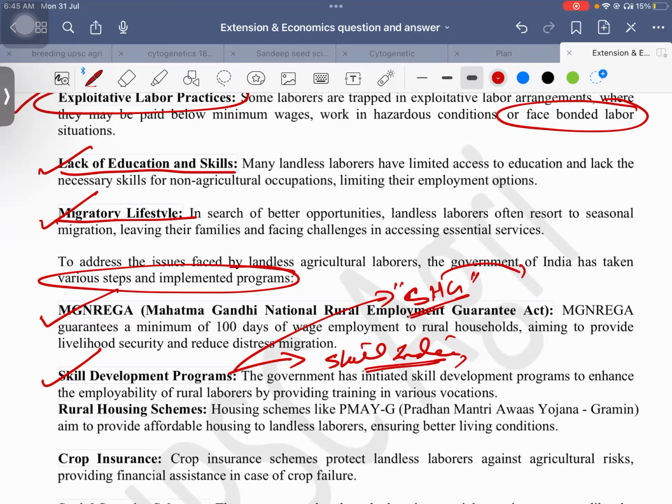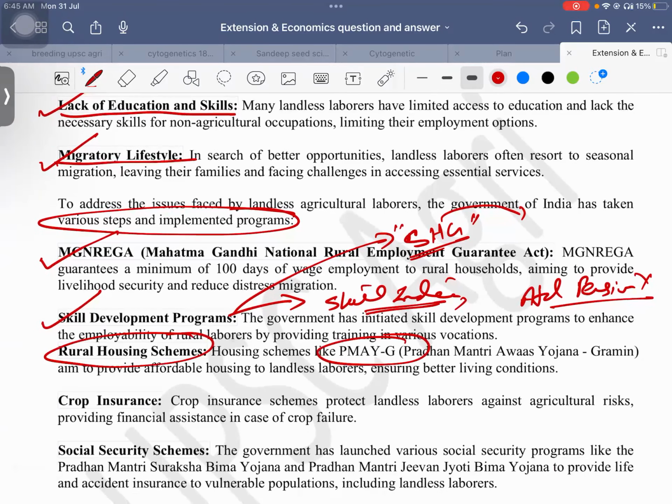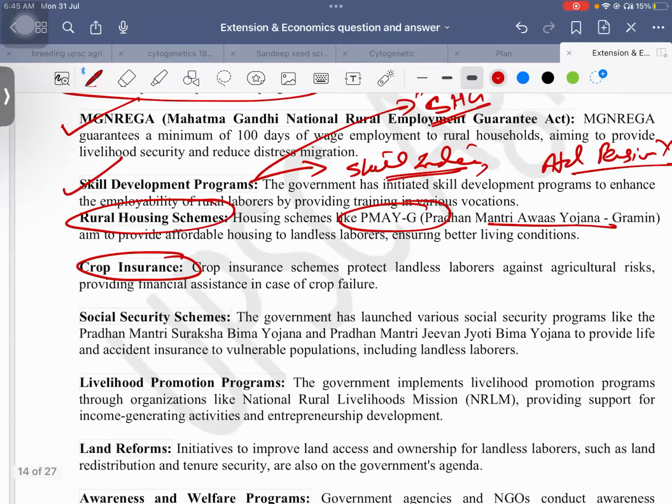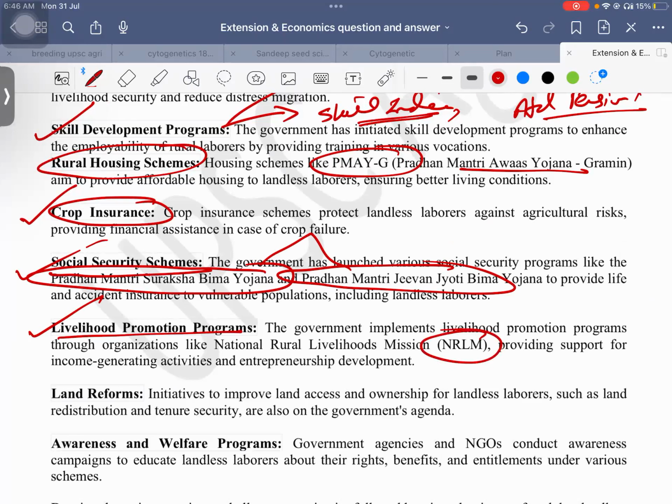And also we have Atal Pension Yojana, and rural housing schemes like Pradhan Mantri Awas Yojana, that is also helping them. And crop insurance schemes, which are generally for landed farmers, but for example if they take some lease, it can help. Social security schemes like Jeevan Jyoti Bima Yojana are very important. Pradhan Mantri Suraksha Bima Yojana, this may be useful for you in GS also. Livelihood promotion schemes like NRLM, mainly NRLM and MGNREGA.